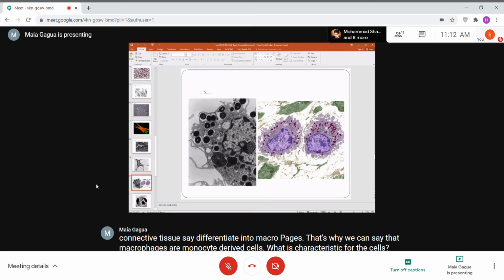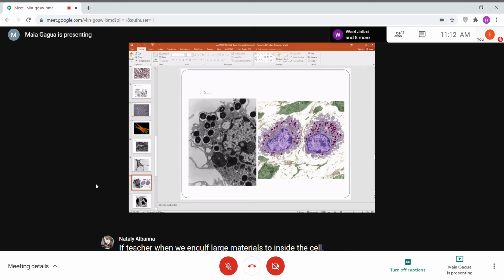Do you remember what is phagocytosis? When we engulf large materials into the cell. And what happens then with the phagosome? The phagosome fuses with a lysosome, with a primary lysosome, to form a secondary lysosome. We studied this during cytology. So phagosomes fuse with primary lysosomes to form secondary lysosomes, and in secondary lysosomes, digestion of engulfed material takes place.